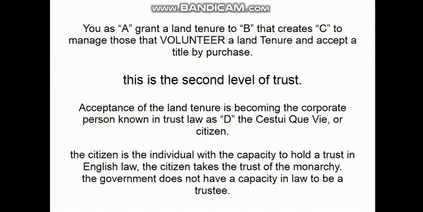USA grant a land tenure to B that creates C to manage those that volunteer a land tenure and accept a title by purchase. This is the second level of trust. Acceptance of the land tenure is becoming the corporate person known in trust law as D, the Cestui or citizen. The citizen is the individual with the capacity to hold a trust in English law. The citizen takes the trust of the monarchy. The government does not have a capacity in law to be a trustee.